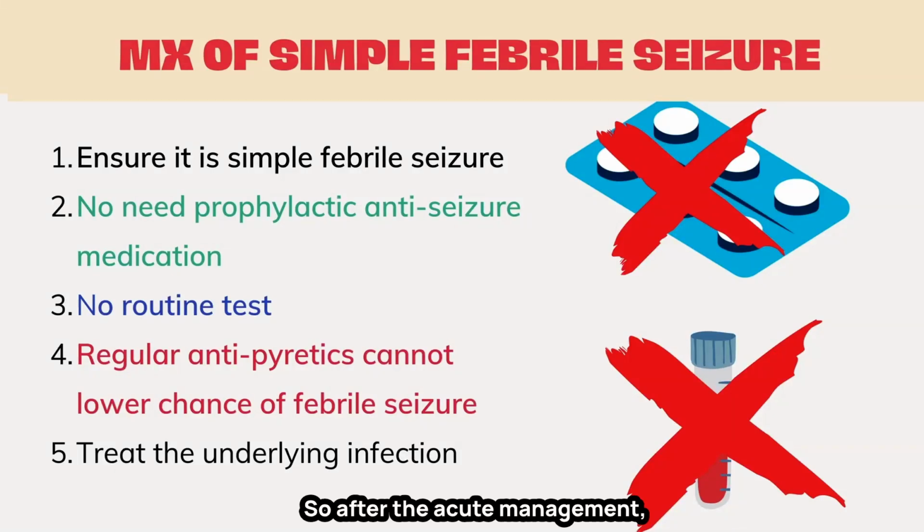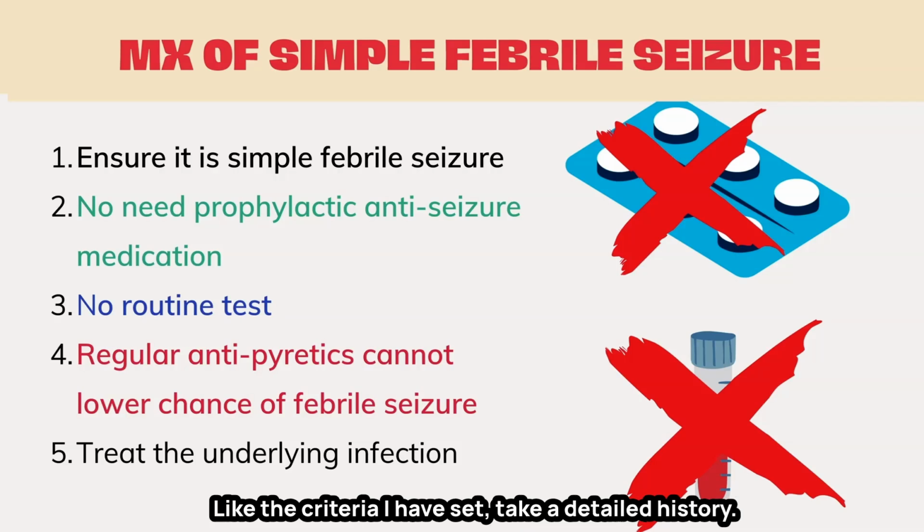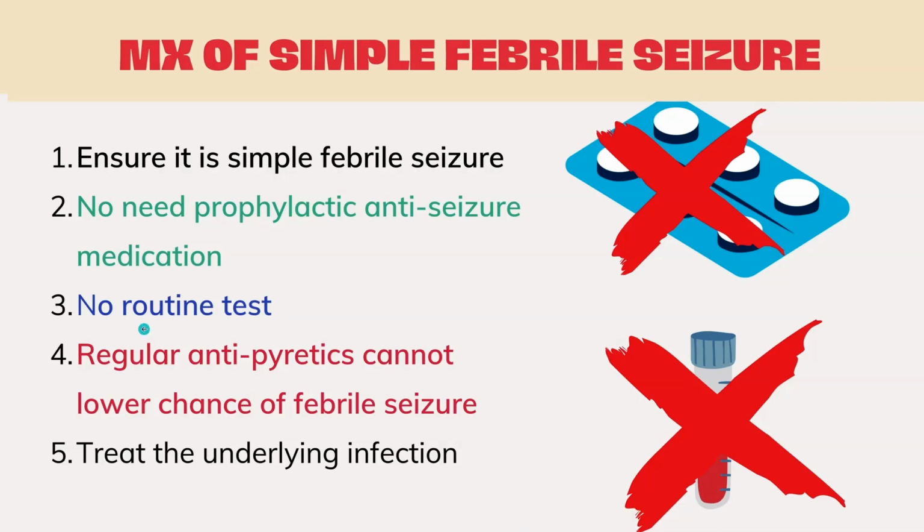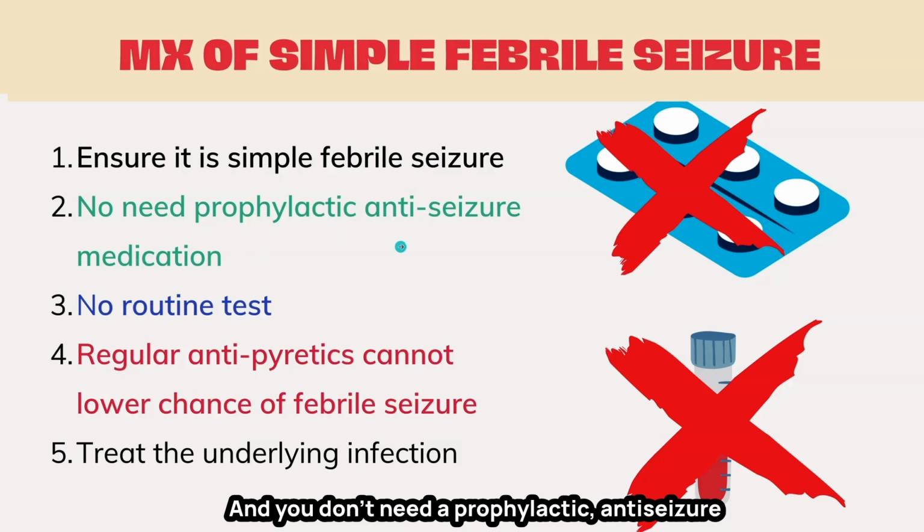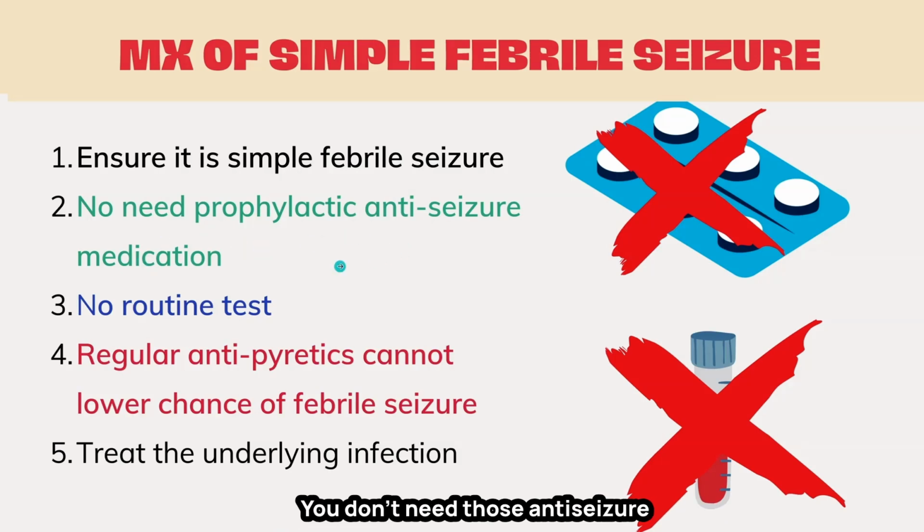So after the acute management, you need to take the history, right? You need to ensure it is simple febrile seizure. Like the criteria I have said, take a detailed history. And you don't need a prophylactic anti-seizure medication like carbamazepine. You don't need those anti-seizure medication because it's quite benign. And most of the studies suggest that you don't need routine tests like the blood test or the brain scan. You don't need that because it is a simple febrile seizure only.